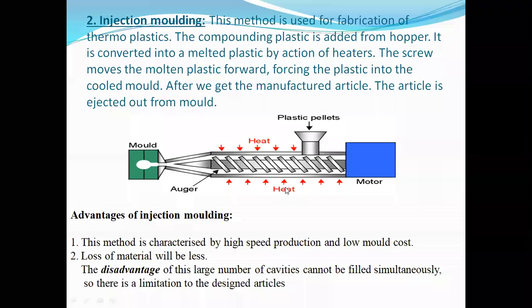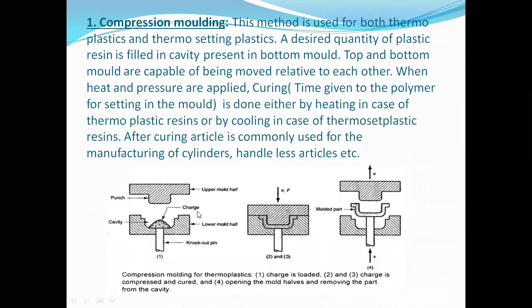Next one. Compression molding method, the process where we are applying force followed by the pressure, the method that we call mechanical pressing. Preparation of plastic article by mechanical pressing, with the help of upper mold half as well as lower mold half. With the help of the upper and lower mold half, we are preparing the plastic by mechanical pressing. The process we are calling compression molding.